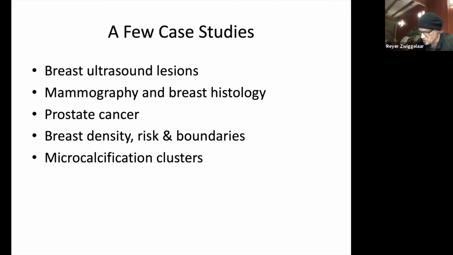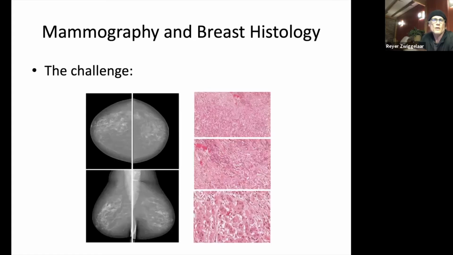And the next study is about mammography and breast histology. And the challenge here is that we've got different modalities. On the left-hand side, we've got a set of mammograms. Normally 4 mammograms are taken in the first screening round. And on the right-hand side, we've got histology information from a biopsy that was taken from this breast. What we are interested in is whether there is a link between those two modalities. Can we use the mammography data on the left to infer what the histology would look like?